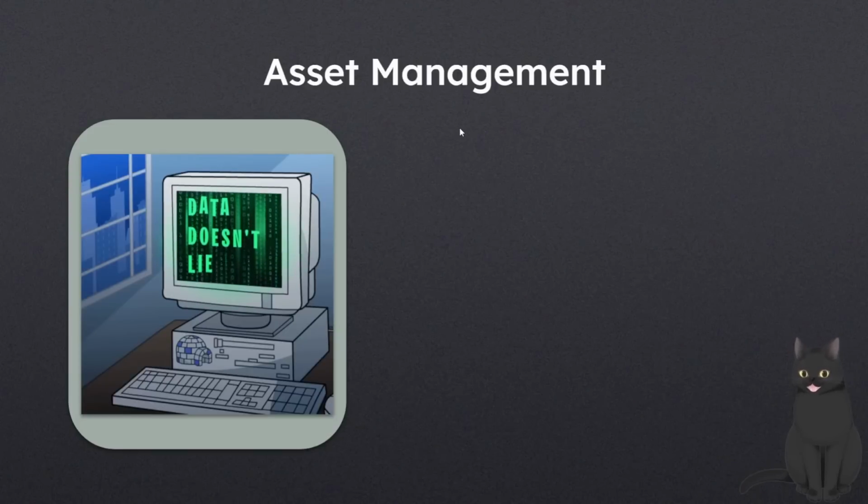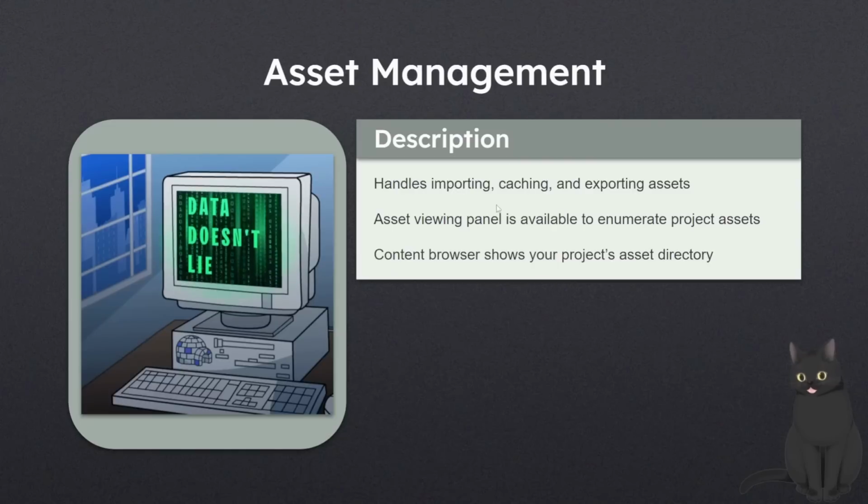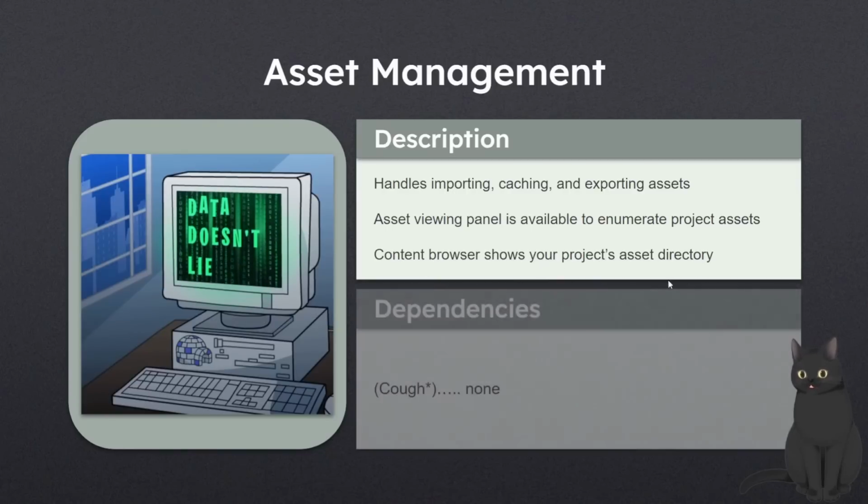All right, and then this is the last slide. So this is the asset management. Here, this is one of the most important systems, in my opinion, to get right before you start working on other things. Here we handle importing, caching, and then exporting assets. We have an asset viewing panel that enumerates all of the project assets so you can see what's in the project. And then we have a content browser that shows your project asset directory, right?